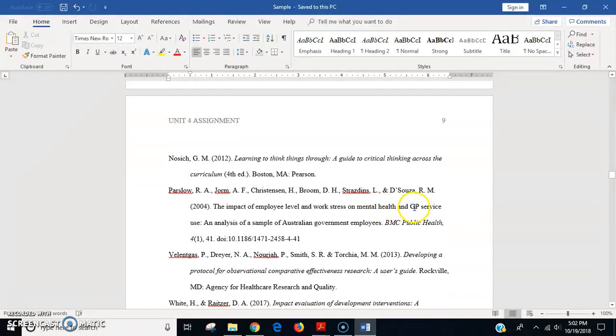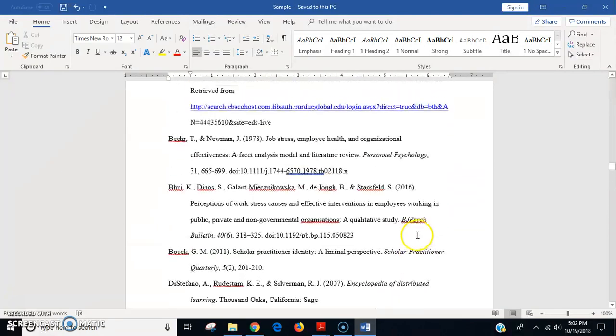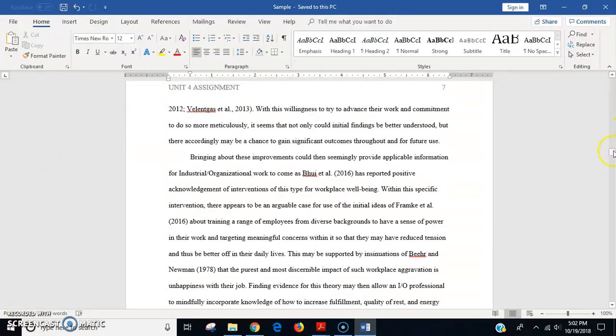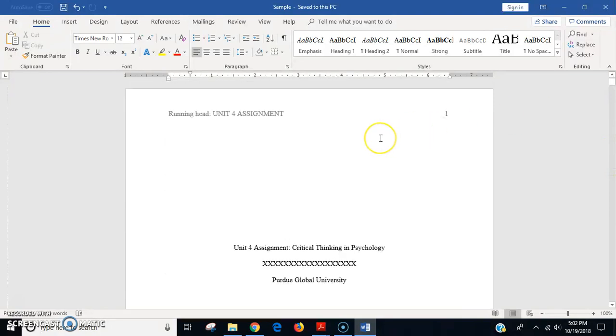Nice and gorgeous. Alphabetical. The books are italicized. The journals are italicized as well as the volume numbers. This is a well done paper. For this individual who did this, congratulations. You did an awesome job for your first paper in graduate school.